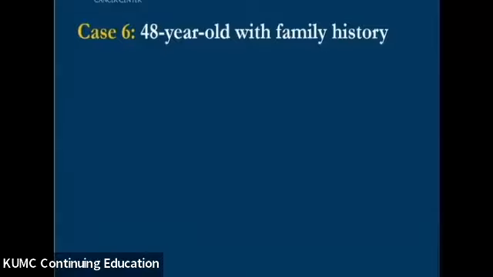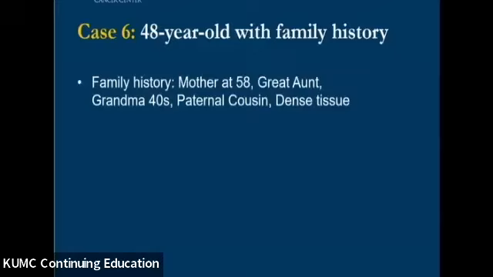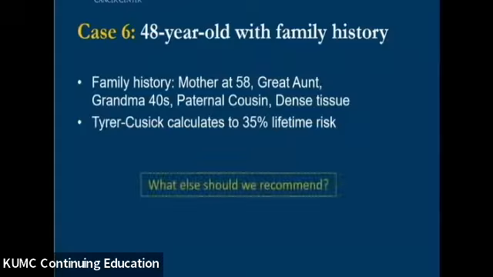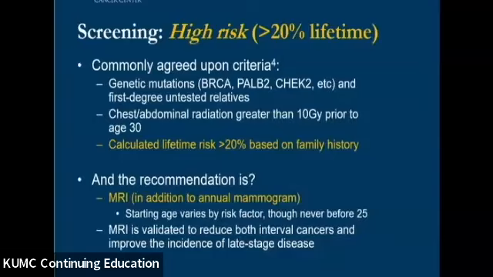Our next case is a 48-year-old with a family history of breast malignancy listed there. She also has dense breast tissue. So when you put her history into the Tyrer-Cuzick, which is what we use, she calculates to a 35% lifetime risk. So what do we recommend for her? Again, going back to our high-risk screening criteria, she has a calculated lifetime risk greater than 20% based off her family history. So she is also recommended for an MRI.